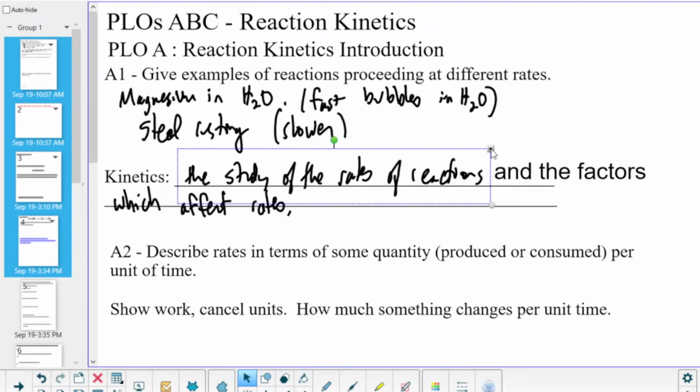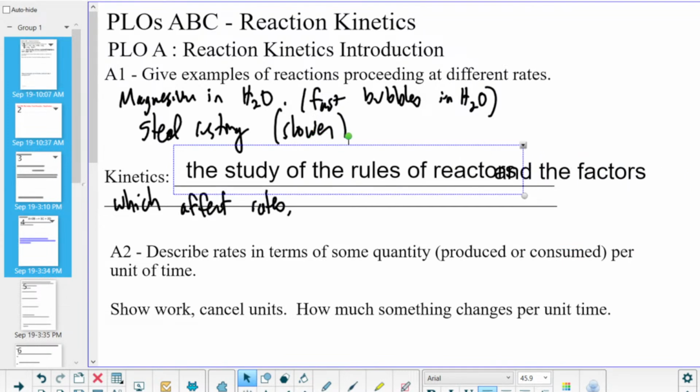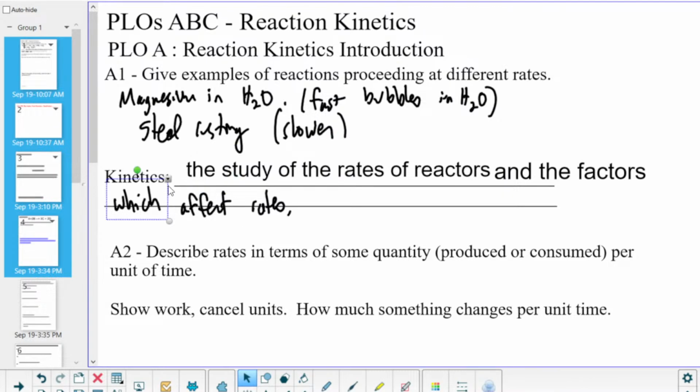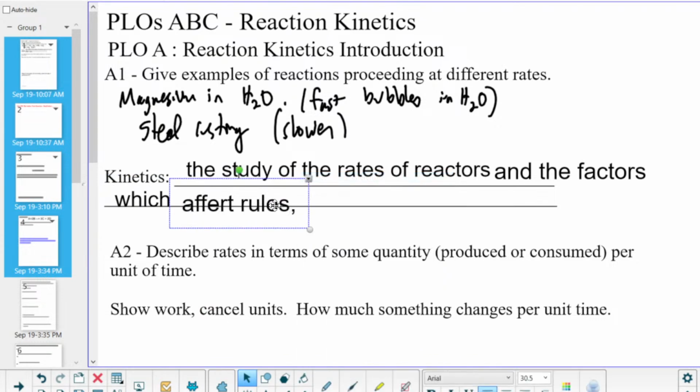What? The study of the rates of reactions. Look at that. Okay, fine. One word. The word after steel. No, but identify it. That is not what you think. Steel rusting. It really doesn't like my word rates. And it's effort. There we go.